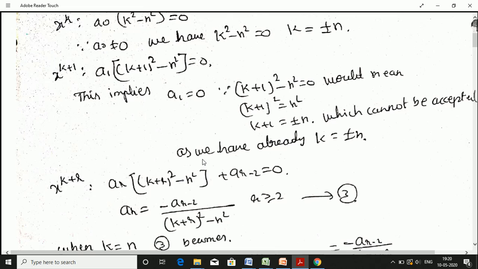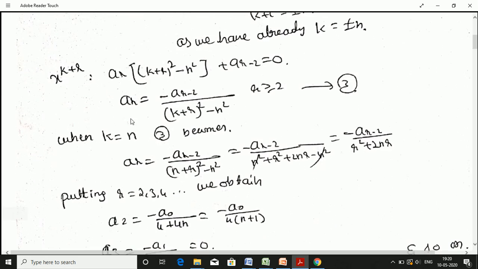Now, when r equal to 2, we have x to the power of k plus 2 in both the terms. At that time, we equate the general term coefficient to 0. The general term is x to the power of k plus r. Its coefficient is a_r into k plus r whole square minus n square plus a_(r minus 2) equal to 0. Or a_r is equal to minus a_(r minus 2) divided by k plus r whole square minus n square, for r greater than or equal to 2. We'll call it equation 3. This equation is known as the recurrence relation. From this recurrence relation, we need to find a2, a3, a4, etc. in terms of a naught.